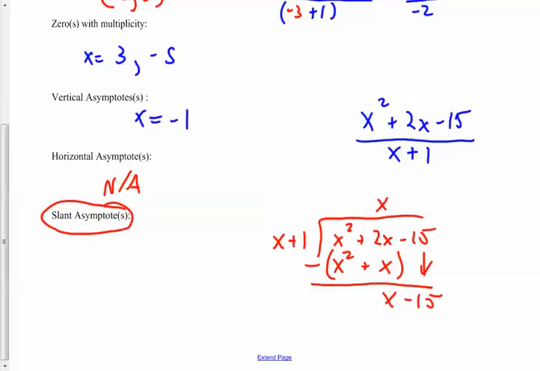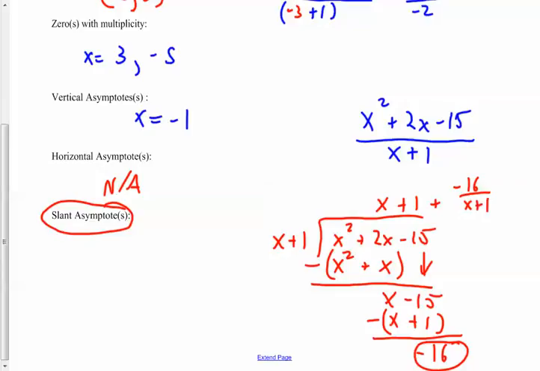Well, in order to multiply to get x, I can multiply x plus 1 times 1. So I should get x plus 1. I can subtract, and I'm left with negative 16. Since now the degree of this last piece is smaller than the degree of my divisor, that tells me my remainder should be negative 16 over x plus 1.